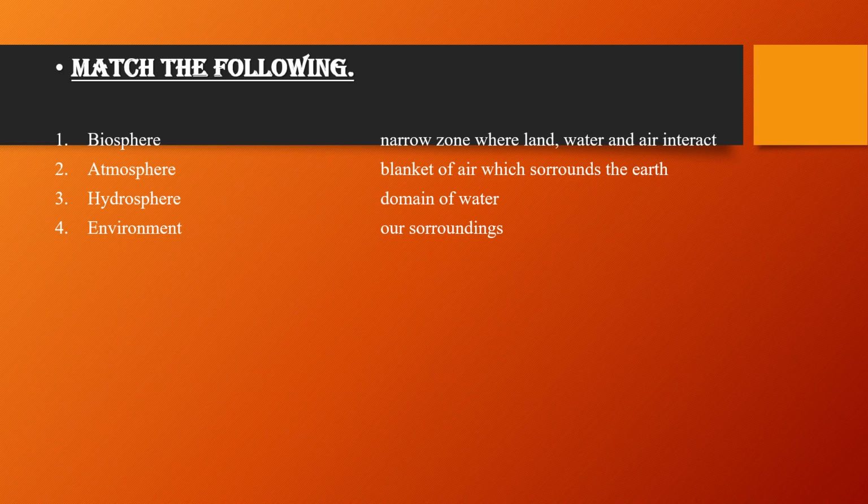Now match the following. There are four points in front of you: biosphere, atmosphere, hydrosphere, and environment. If you have read the chapter very nicely, you can easily get the answers by yourself. Biosphere, where land, air, and water interact. Atmosphere is a blanket of air which surrounds the earth with the help of gravitational force. Hydrosphere is a domain of water. Environment is the surroundings. So this was all about the match.